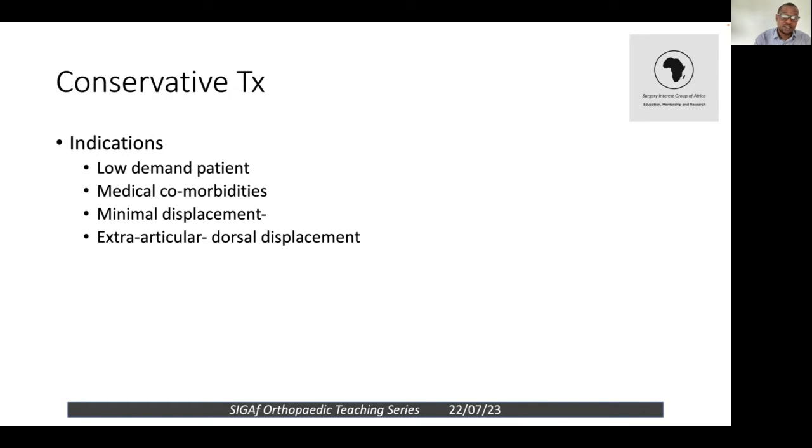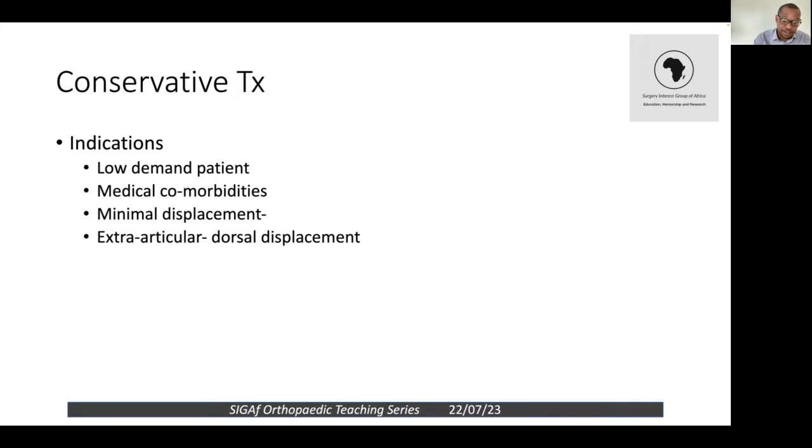So the main indications for treating patients conservatively. Usually these are patients who are elderly, patients with maybe multiple comorbidities, or the fracture itself is minimally displaced and you feel you've got a good chance of putting it back in place. Extra-articular fractures that are dorsally displaced can also be treated conservatively as well.